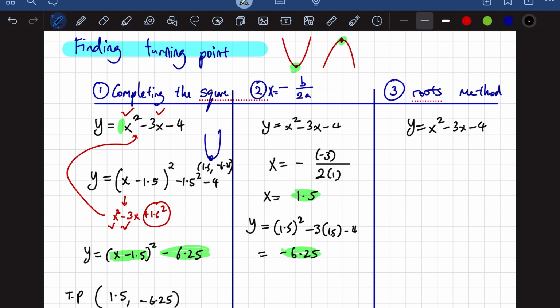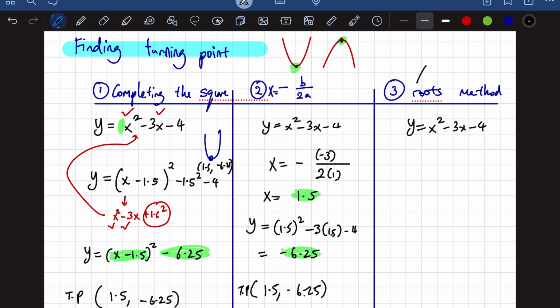That will result in me getting negative 6.25. Notice that these two coordinates are exactly the same as the turning point in the previous working, where we also got 1.5 and negative 6.25. There is no surprise here because both are legitimate methods of getting you the turning points, so we do expect the answers to be the same.